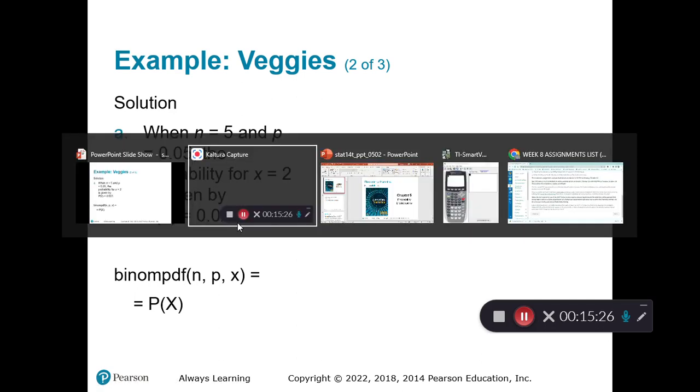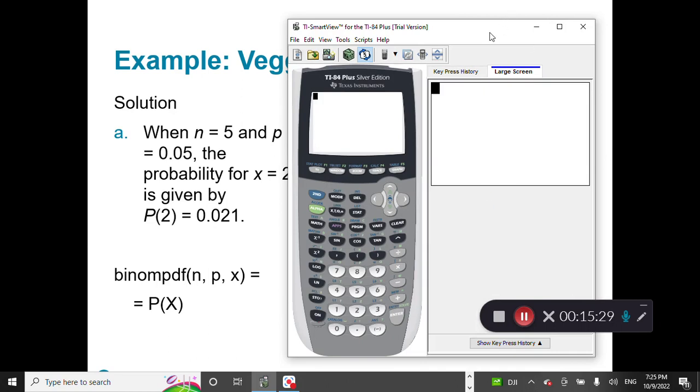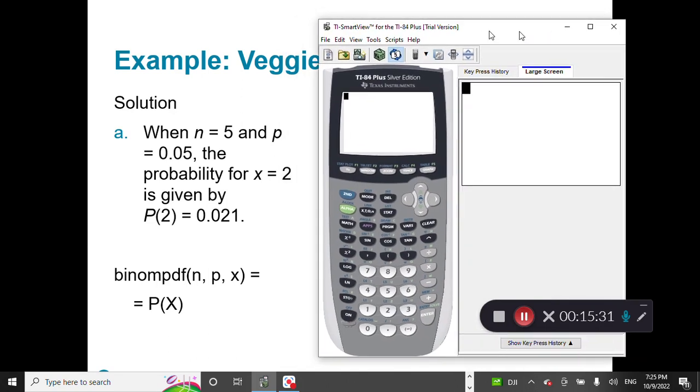Now I'm going to bring in the TI-83/84 emulator to show you how to do that using appropriate steps. We're going to be looking for the binomial PDF command on our calculator, which stands for binomial probability distribution function. It's going to take 3 input values, 3 arguments. We're going to put the value of n, comma, the value of p, comma, and the value of x, and it will give us the probability of having exactly x successes over n trials.